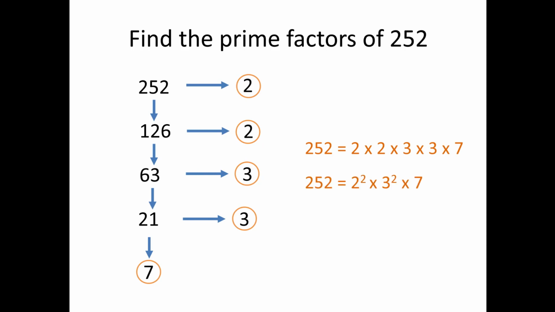I can also write that like this. I have two 2's, so I can write the 2 and how many 2's I have as a small number at the top, called an index, times by 3. I have two 3's, so I can write the number of 3's at the top as a small number, times by 7. I've only got one of those, so I don't need to use an index for that.